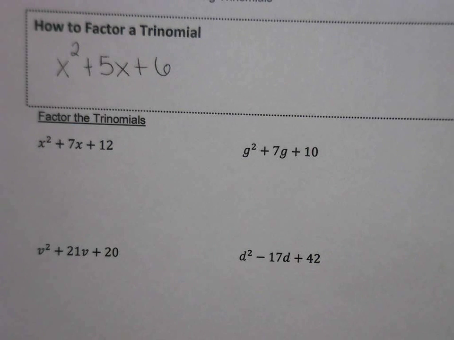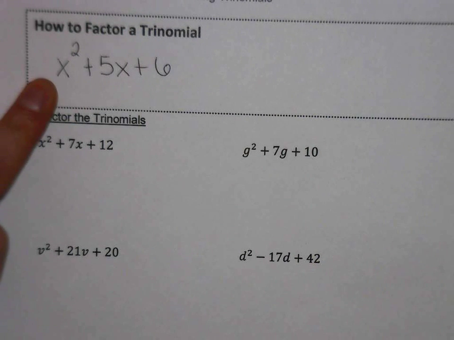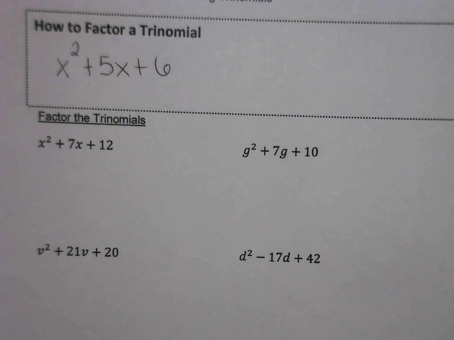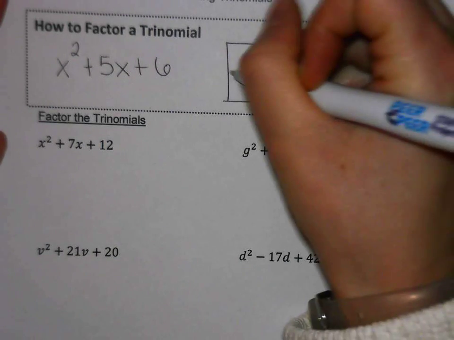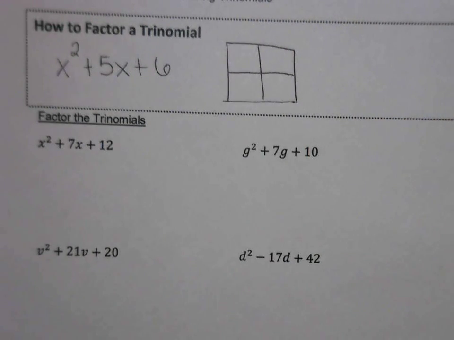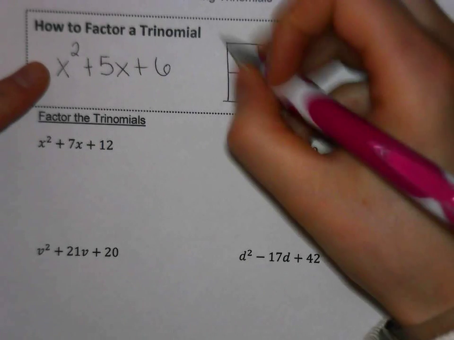polynomial when the coefficient in front of x squared is 1. So let's first take a look. Let's use the box method. So first let's draw the box. Our first one, we're going to write x squared, and 6.